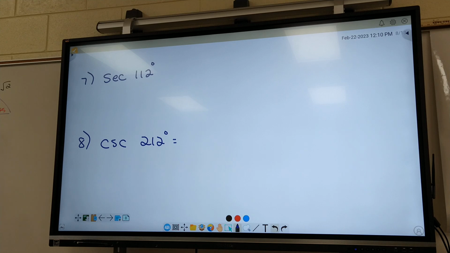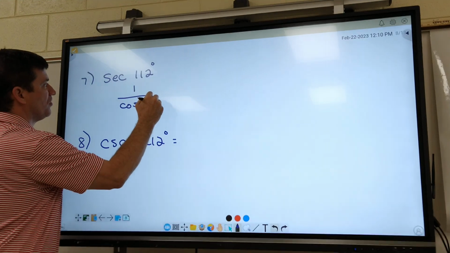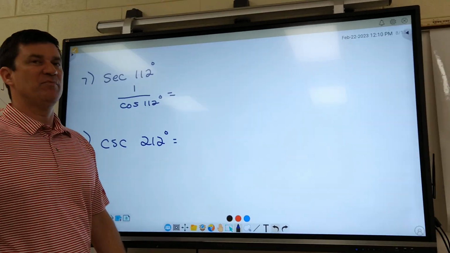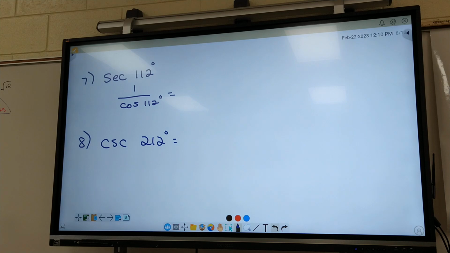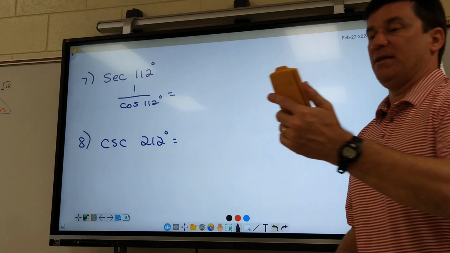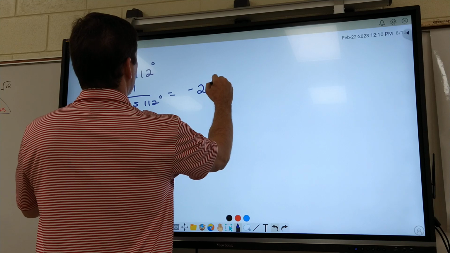But look right here. We don't have a button for secant, but we've got a button for cosine. And they're opposites of each other, right? So I can do 1 over cosine of 112 degrees, and that will give me the same thing as secant of 112 degrees. We can't just flip it. Let's see if it's the same answer. 1 over cosine of 112. I got negative 2.6695.